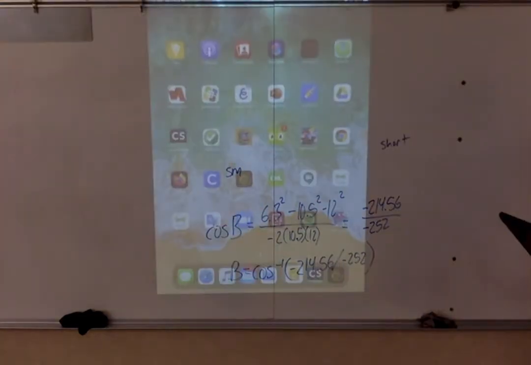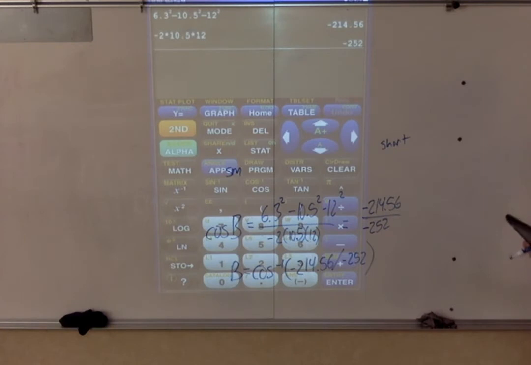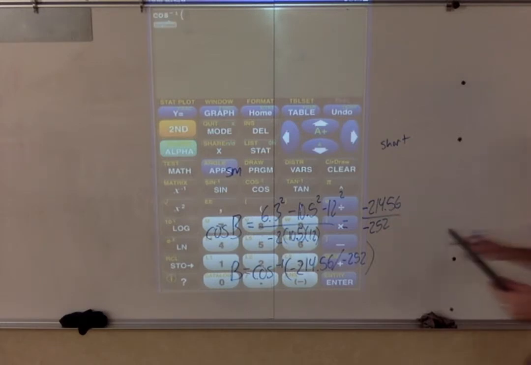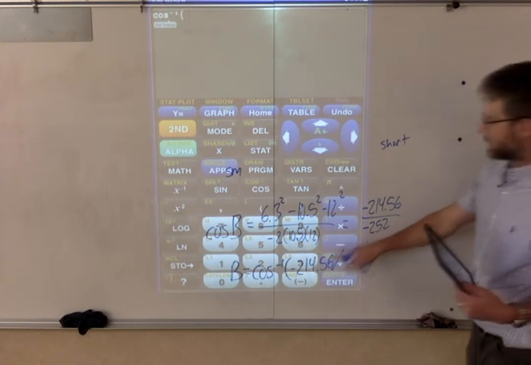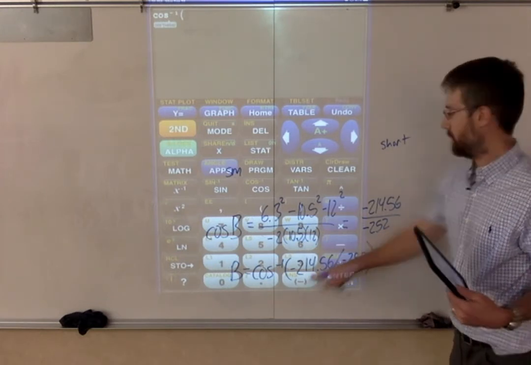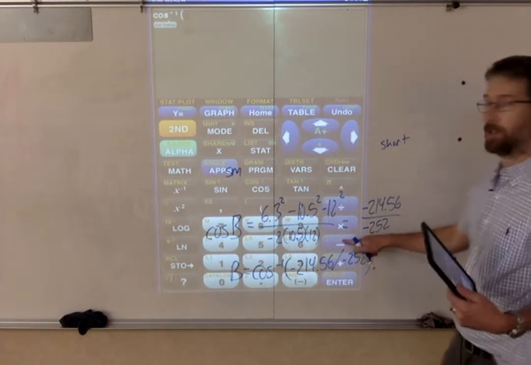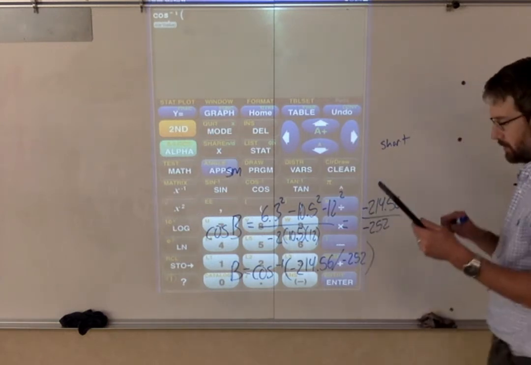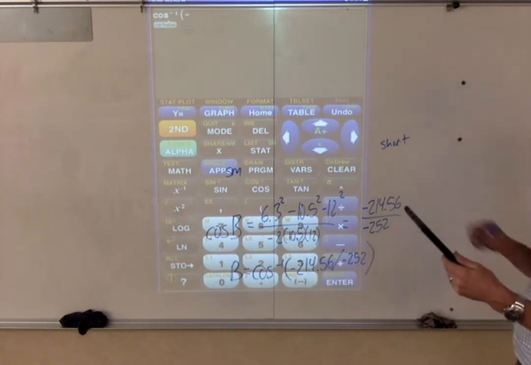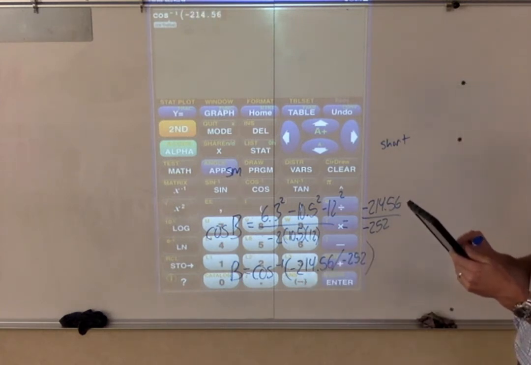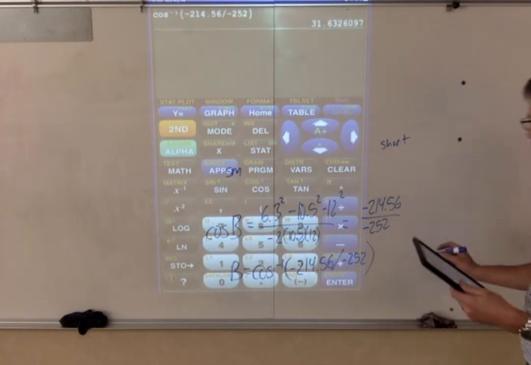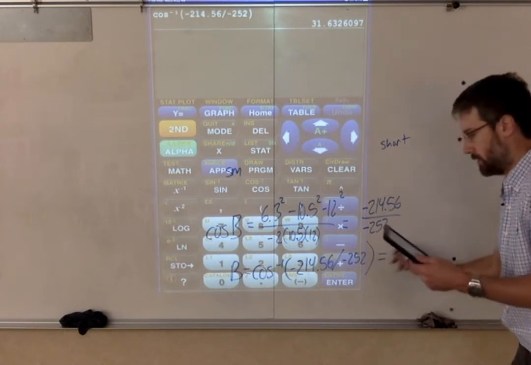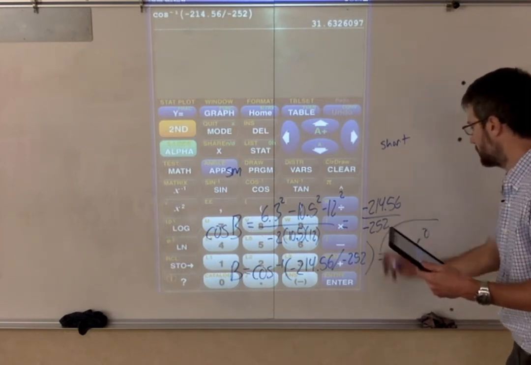Okay, so moving over to the calculator. Cosine inverse. Oops, that's cosine. We want inverse cosine, so second, then cosine. When you're doing this, there is a difference between the minus key and the negative symbol. This is a negative number, this is a subtraction symbol. If you use this subtraction symbol, you're going to get an error. So using the negative, 214.56 divided by negative 252. And we get that that angle is about 31.6 degrees.